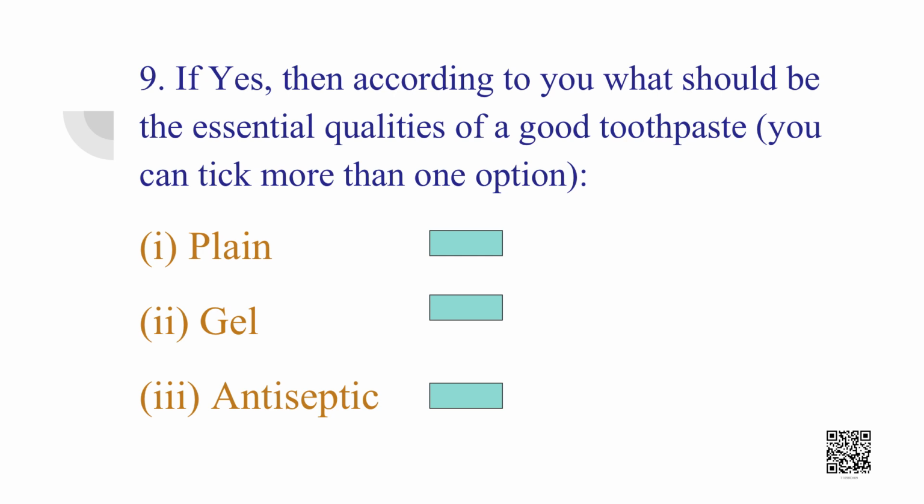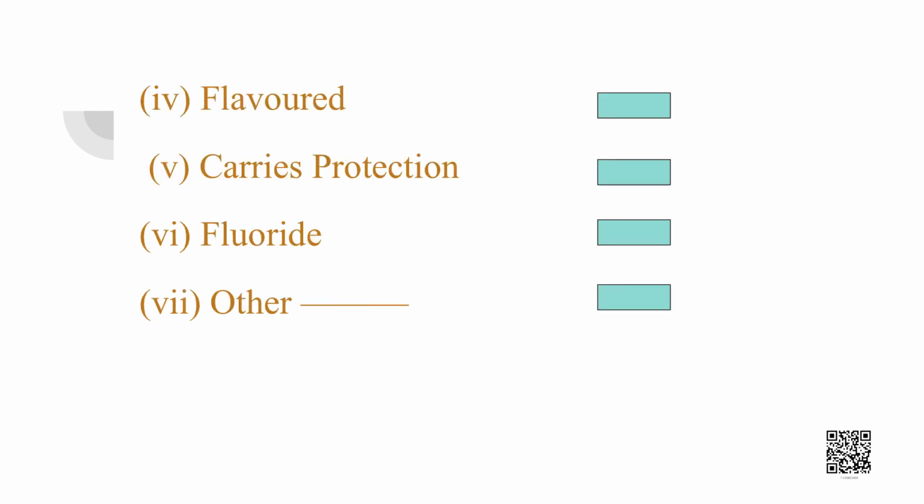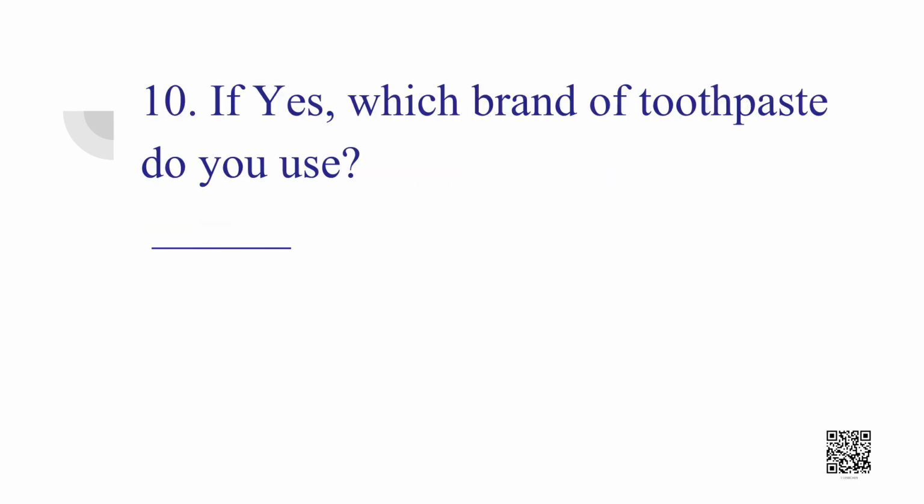Then we can ask that if you actually use a toothpaste, then according to you, what should be the essential qualities of a good toothpaste? You can take more than one option, because some people might like the gel based toothpaste, some people might like the toothpaste which has fluorine in it, and so on. So, it can be a plain toothpaste, a gel based toothpaste, flavored, it might carry protection, it might use fluorine in it, or others which can be specified. Then if they actually use a toothpaste, they can also specify the brand which they trust.